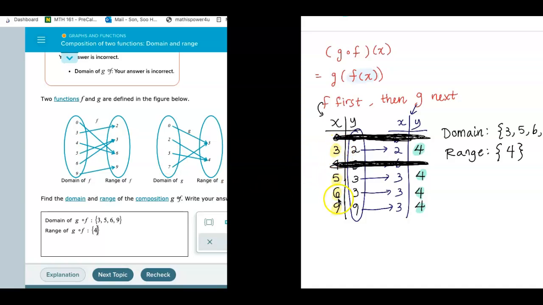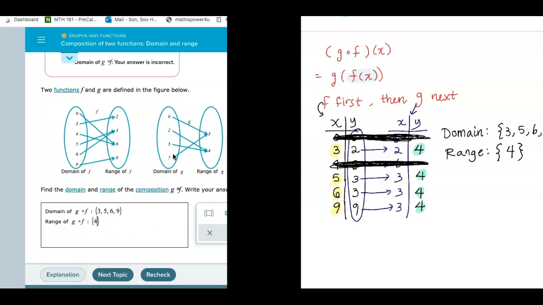3, 5, 6, and 9. I don't know what I did wrong. I think I did it right. The range is correct, so they are telling me that the domain is incorrect. What did I forget to do? 0 is going to 6, 3 is going to 2, 4 is going to 6, 5 is going to 3, 6 is going to 3, 9 is going to 9.